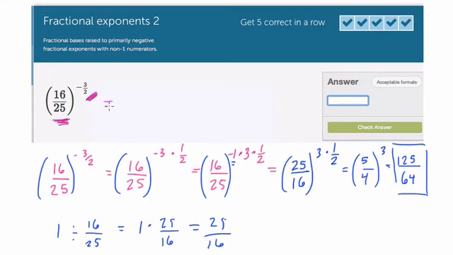As a similar example, going back, we had 16/25. What if I, instead of applying the negative 1 first, what if I applied the square root first, right? And then the third power, then the negative 1. Will I still get the same answer? Well, I said it was commutative, so we should, but let's just check.